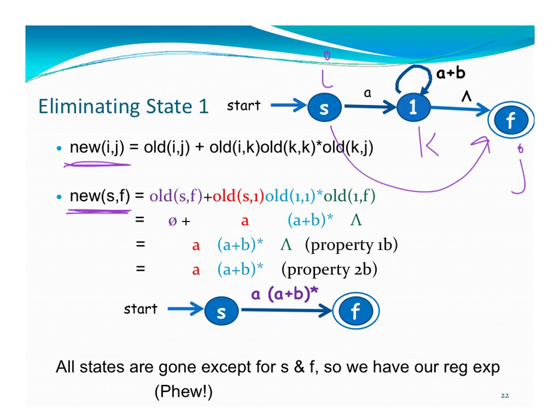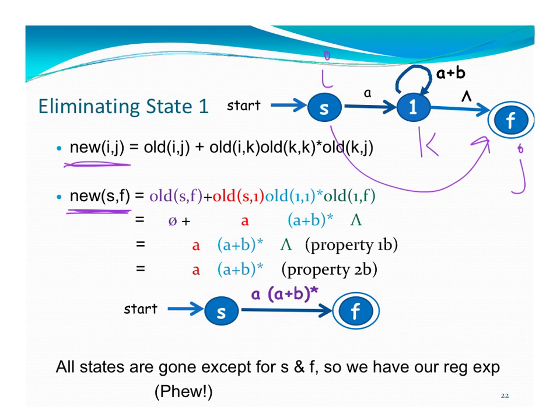And if you just look here at my equations, I take the original, translate it. The old start to finish, well, there didn't used to be any transitions from start to finish. That was the empty set. The old transition from S to 1 is A, because that's what we just set up. The old transition from 1 to 1, oh, well, now there is one there. That's A plus B, and we have to star that. And the old transition from 1 to F was a lambda, so we put that there. And we multiply it through, we simplify it, and we get A times A plus B starred.